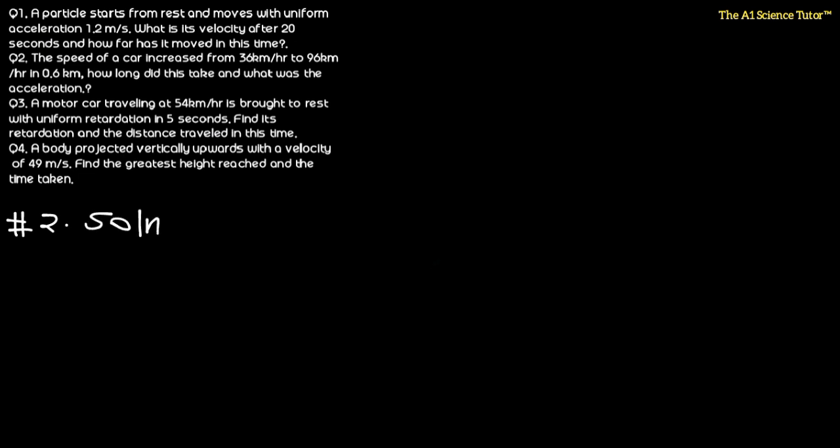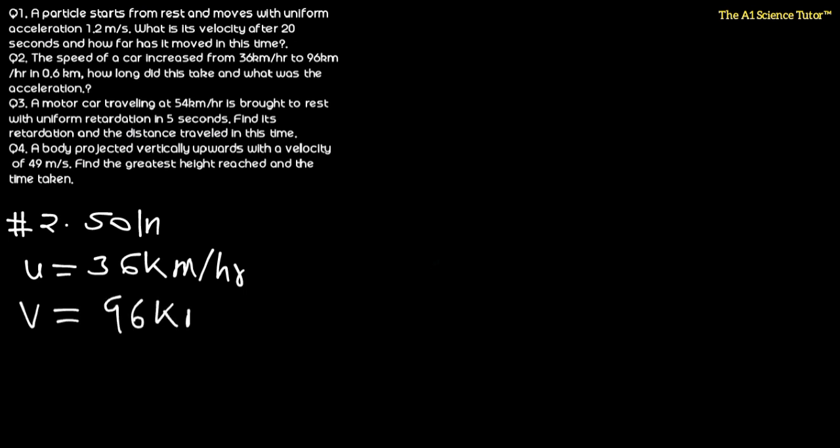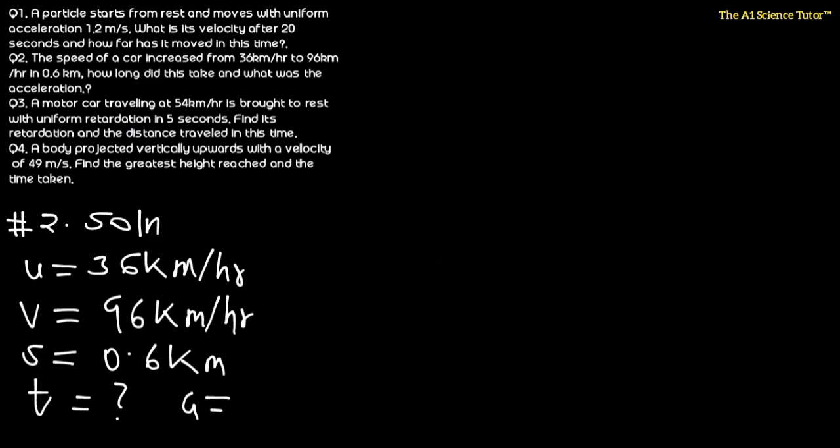So this is what we need to do. Bringing out the parameters, we need the initial velocity. So that is going to be 36 km per hour. Then we also have the final velocity, which is 96 kilometers per hour. Then we have the distance, or displacement rather, which is 0.6 kilometers. So we need to find the time and the acceleration.